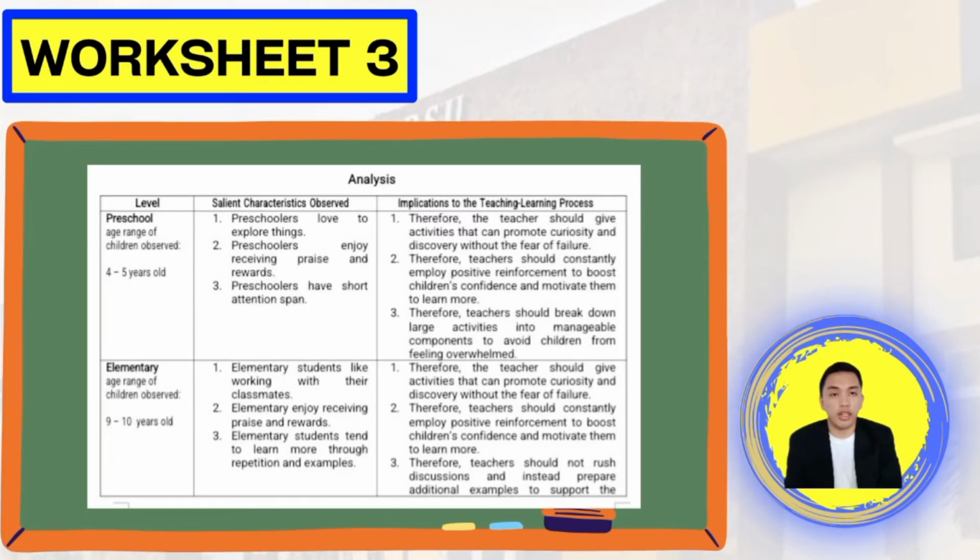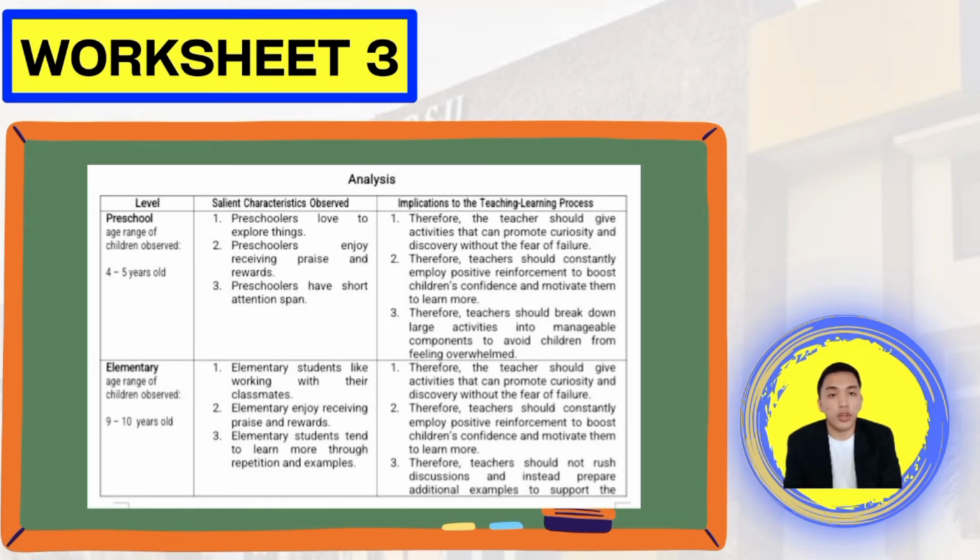Level: Preschool. Age: 4 to 5 years old. Salient characteristic observed: love to explore things, receive praise and rewards, and have a short attention span. Implications to the teaching and learning process: Therefore, the teacher should give activities to support curiosity, use positive reinforcement to increase confidence, and make the students feel excited and not overwhelmed with lots of activities.